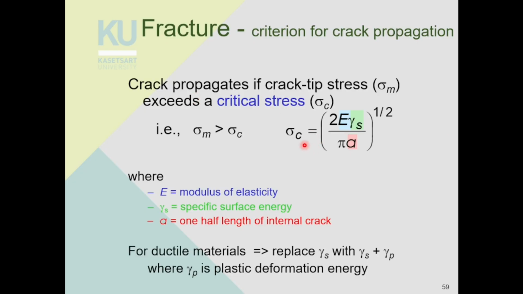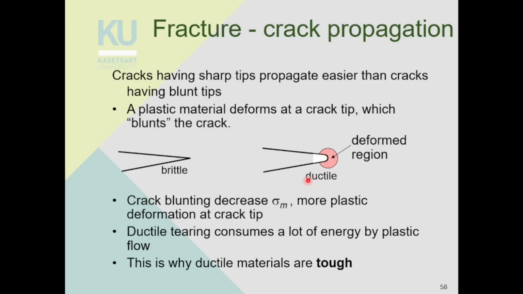Okay. So what is the criterion for crack propagation? The crack will propagate if the crack tip stress, or sigma m, is higher than the critical stress for crack propagation, or sigma c. Basically, when we apply stress, because of the shape of the crack, we get stress at the crack tip. For a ductile material, sigma m will be decreased because of plastic deformation, but for brittle material, sigma m will increase because of the stress concentration at the crack tip.